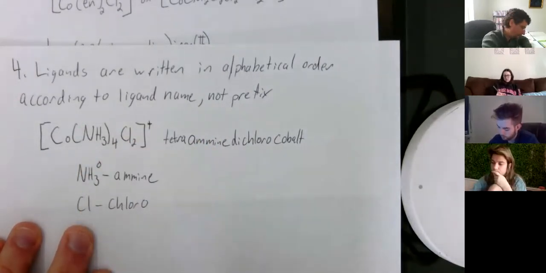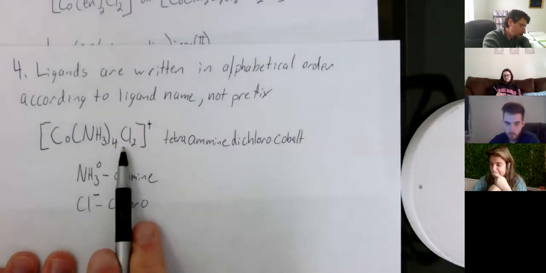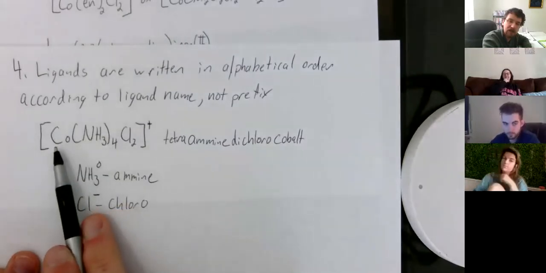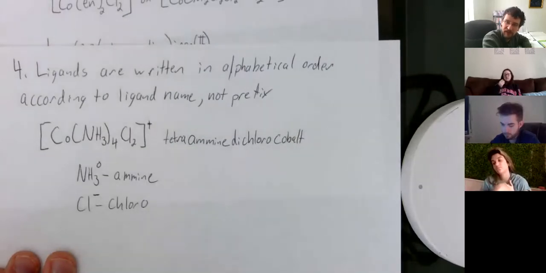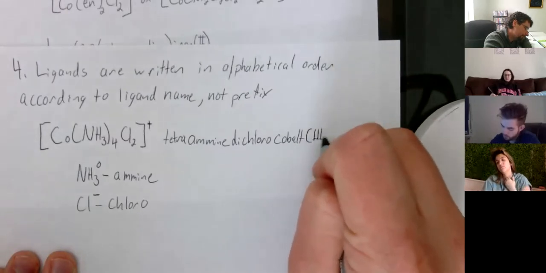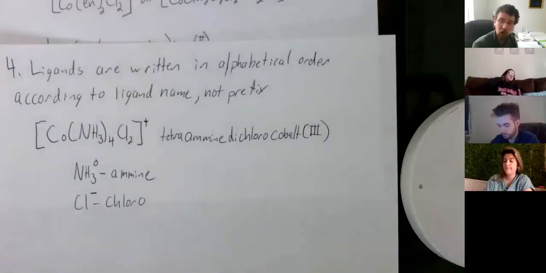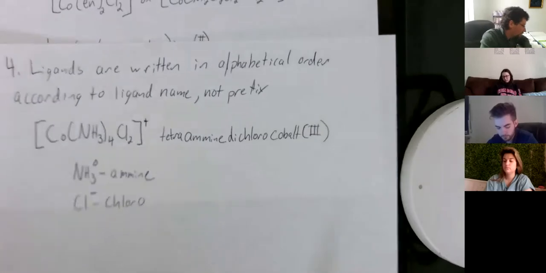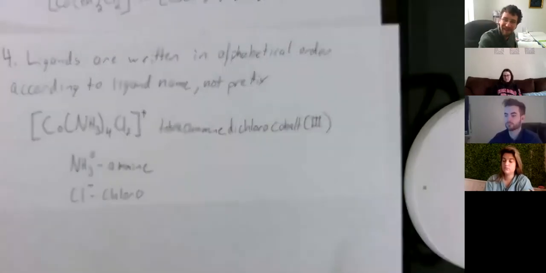Chlorine? -1. So we got 2 of them. This guy is 0. Whatever the charge is on the chlorine has to add up to be +1. So what's going to be the oxidation state of the cobalt? 3. So tetraamine dichlorocobalt 3. Without spaces, that would all be like one word.